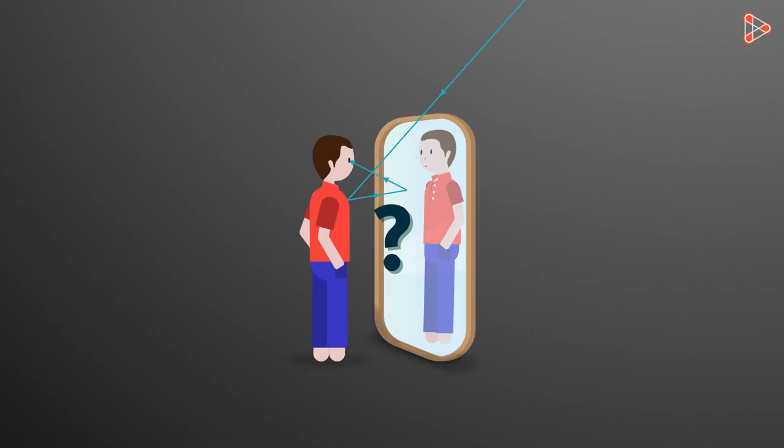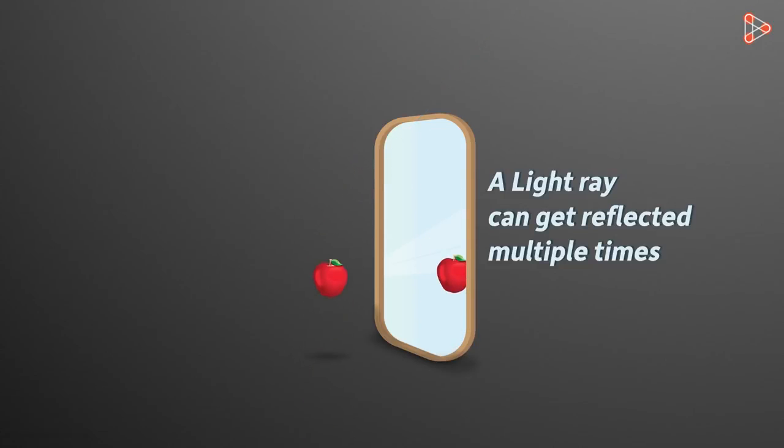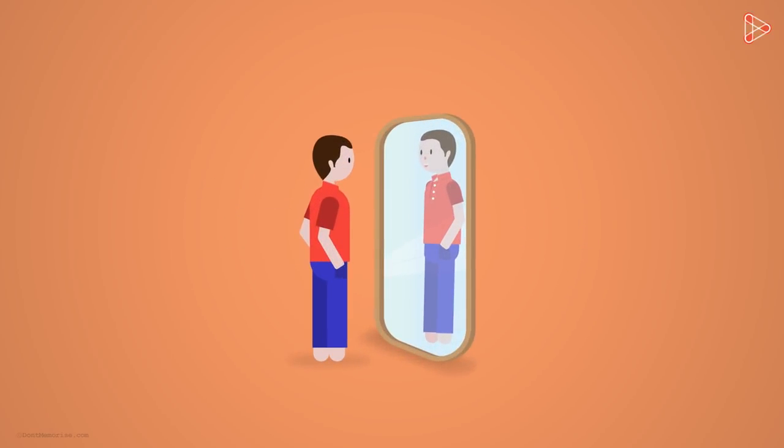So what does this tell us? Yes, this tells us that a light ray can get reflected multiple times. The same thing happens for every other non-luminous object as well. If you remember, my initial goal was to explain what virtual and real images are. Let me ask you a question. This image that you see here, is it a real image or a virtual one?